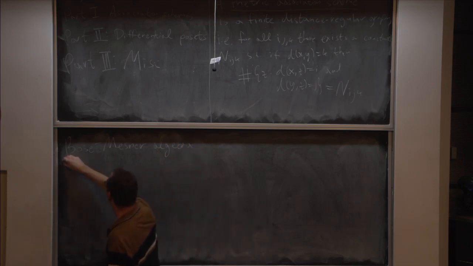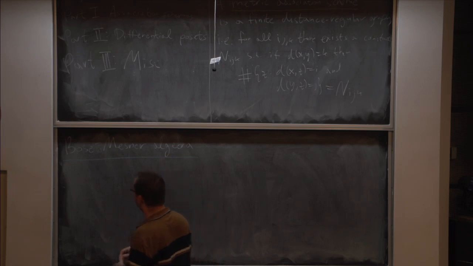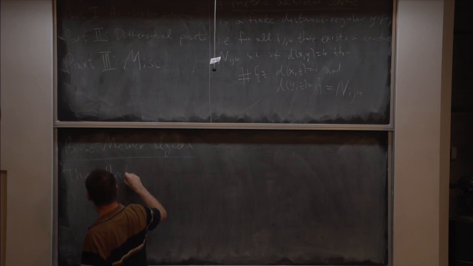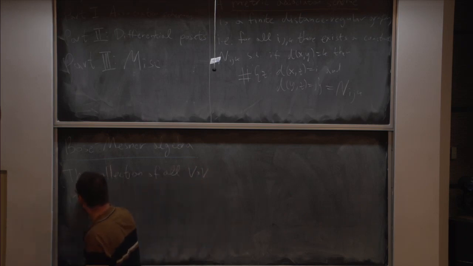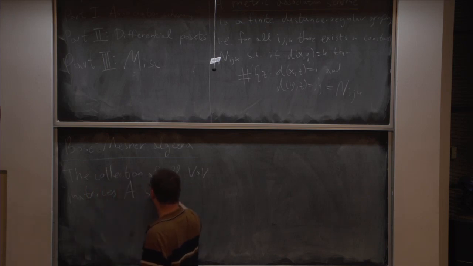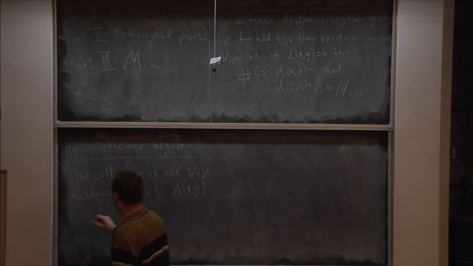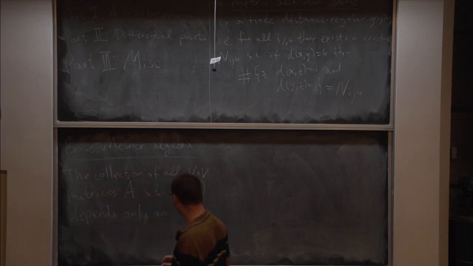Okay, so this is the collection of all V by V matrices, let's call an example matrix A, such that A(x, y) depends only on the distance between x and y in the graph.